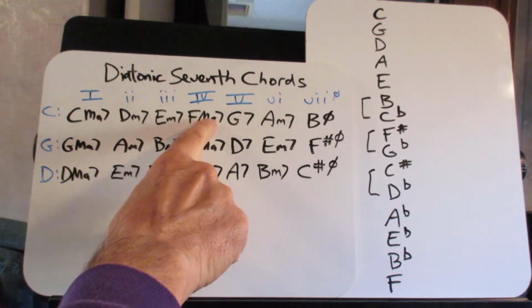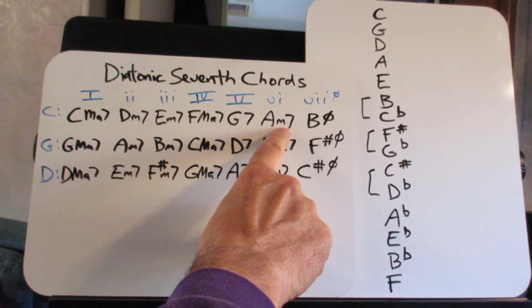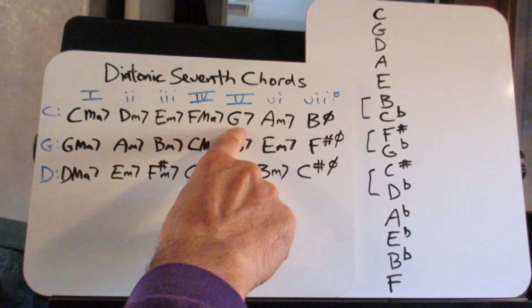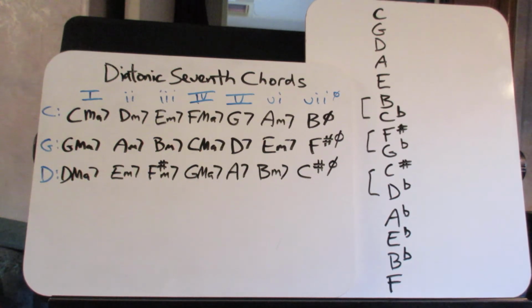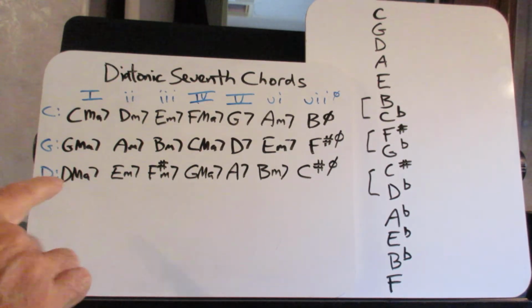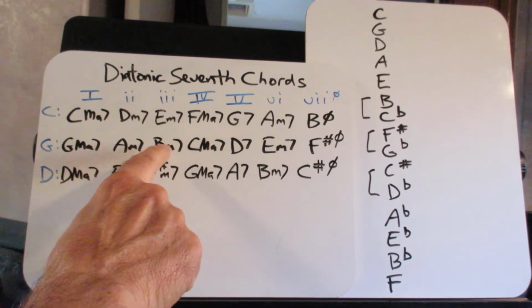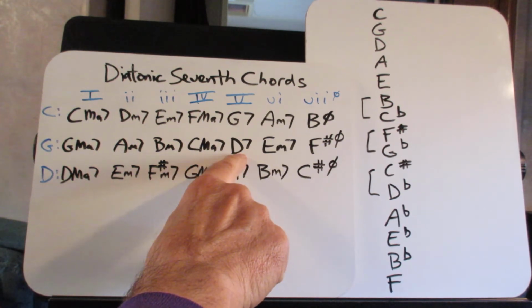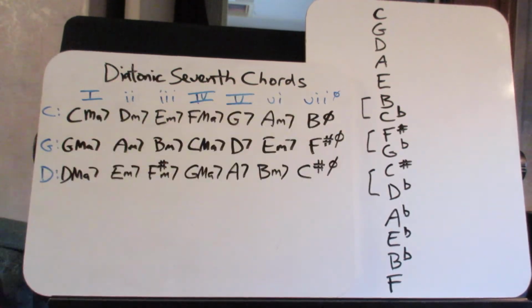Remember that 1 and 4 are major 7th chords. 2, 3, and 6 are minor 7ths. 7 is a half diminished 7th, and the 5 chord, the only place we find a dominant 7th chord is on 5. Okay, and we'll be looking at that on Thursday. In the key of G, G major 7 is 1, 2 is A minor 7, 3 is B minor 7, 4 is C major 7, 5 is D dominant 7, 6 is E minor 7, and F sharp half diminished 7 is our 7 chord.